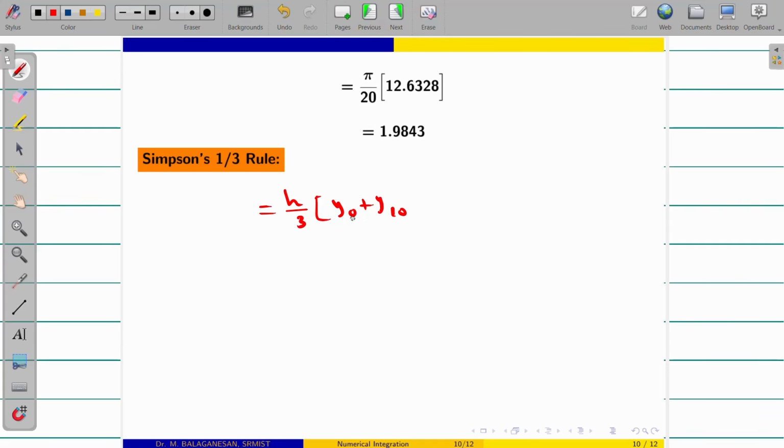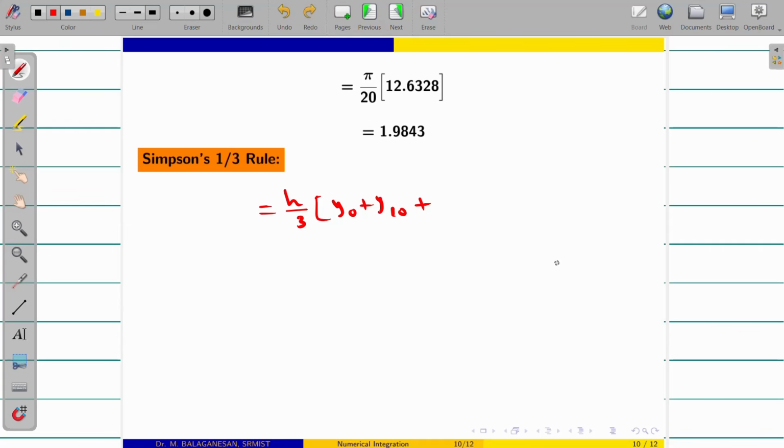So first value plus last value plus twice of the remaining values. What are the remaining values? Y1, Y2, Y3, etc. Up to Y9. Do not include Y10. So extremely sorry, guys, it is not like that. This is Simpson one-third rule. I confused it with the trapezoidal rule.